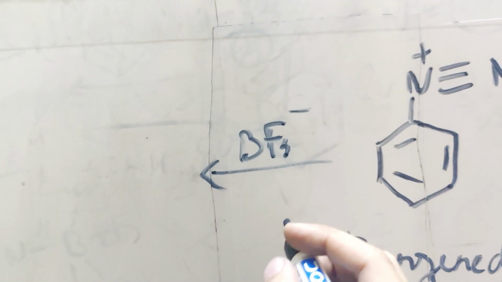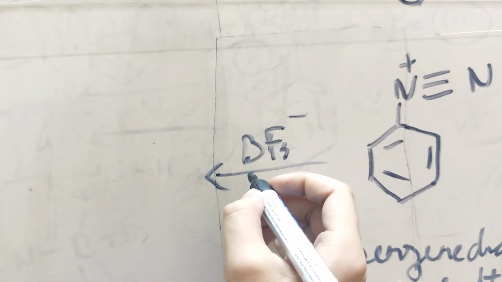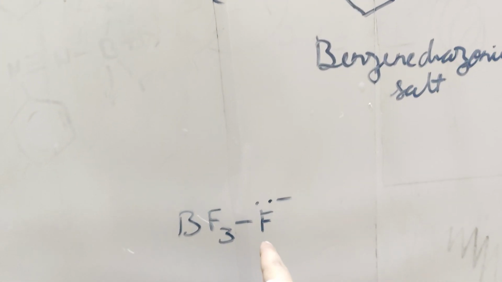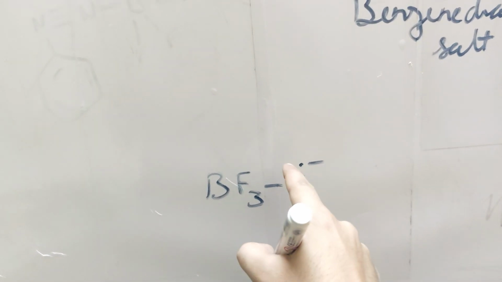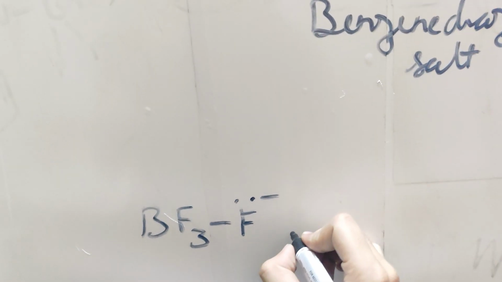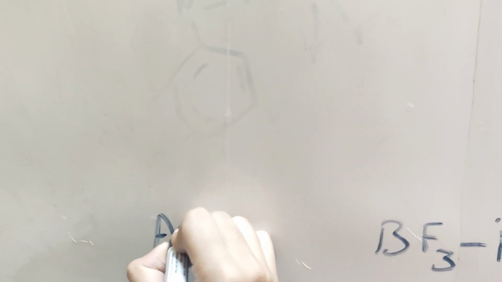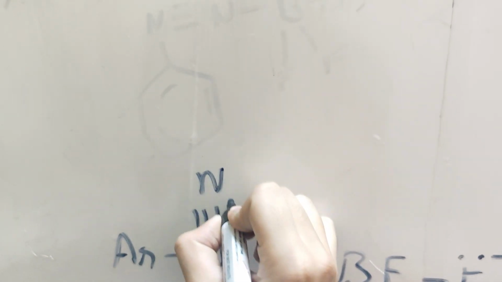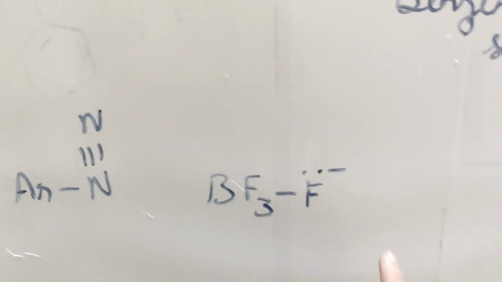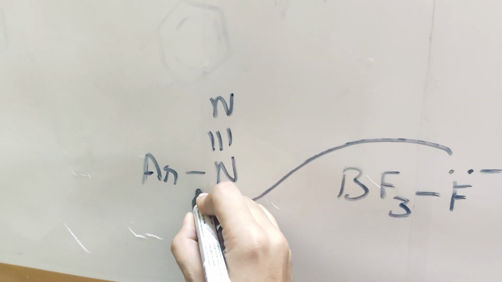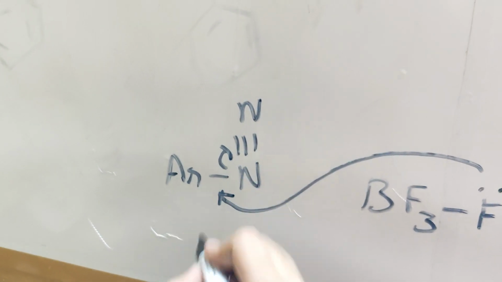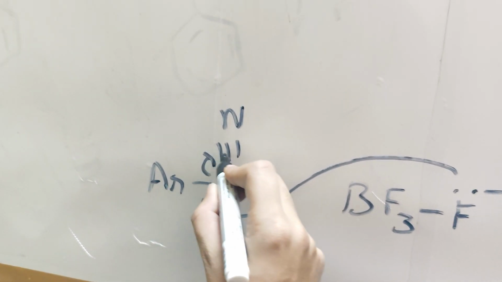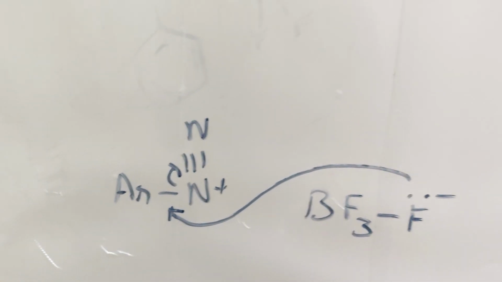So what will happen is, in the tetrafluoroborate, the one fluorine that we have got will be working on the, I'll show you, Ar, which is the aryl group, and N triple bond N. So this fluorine will be working on this particular bond, and this will be gone here. As there is positive charge, this goes here. There is a formation of free radical.